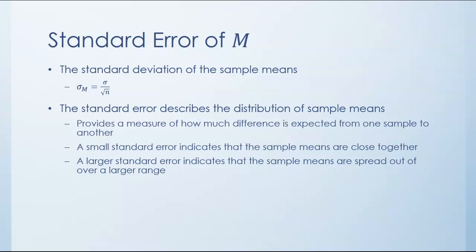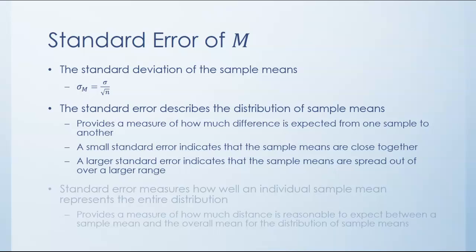So when we talk about the standard error or the standard deviation of the sample means, we're talking about the distance between the means of each of these different samples. A small standard error indicates that the samples are fairly close together, just like a small standard deviation means that the scores are close together, they're grouped together. A larger standard deviation, or larger standard error, indicates that the sample means are more spread out over a larger range. Remember, standard deviation is all about variance, and the smaller my standard deviation, the less variance I have in my data, the less spread out my data is.